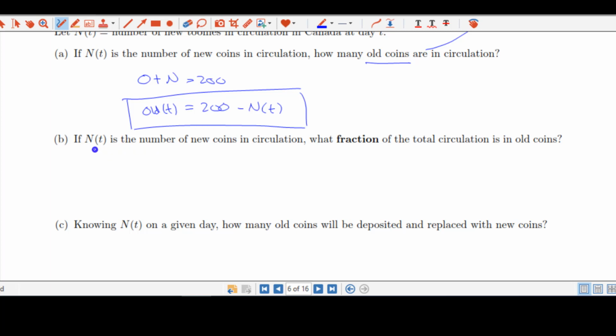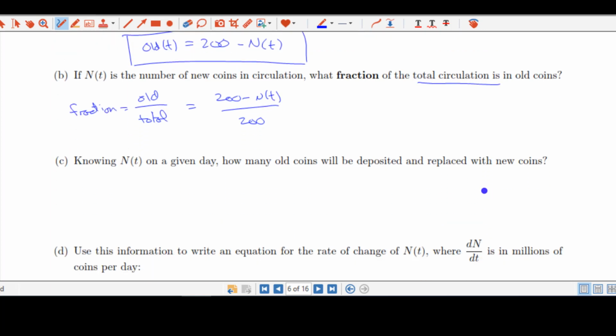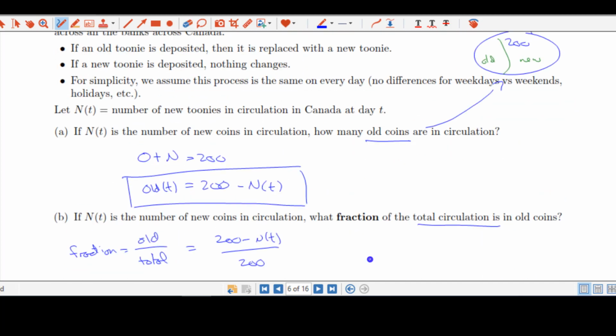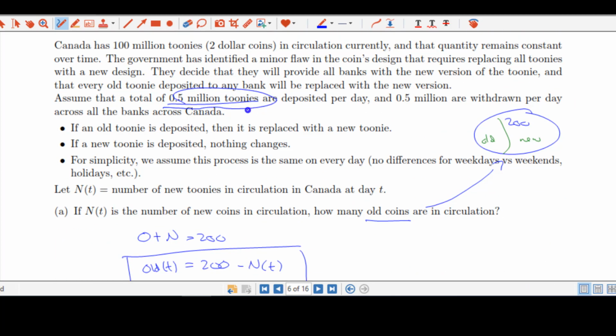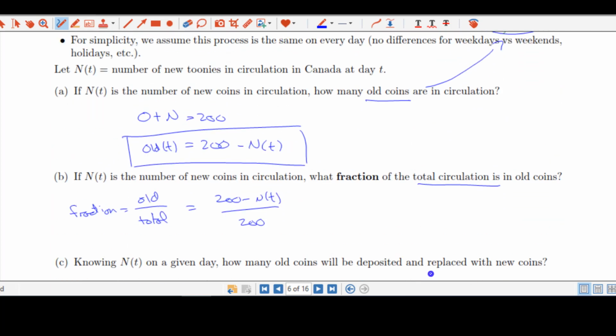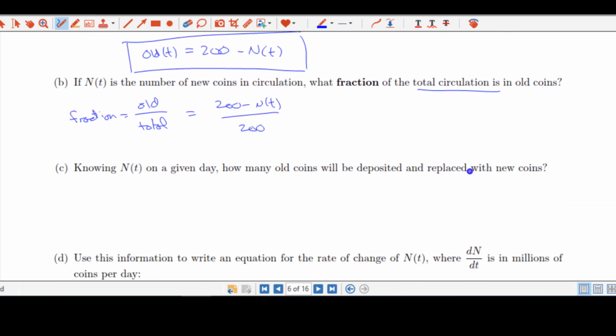Next up, if n is the number of new coins in circulation, what fraction of the total circulation is in old coins? Well, the fraction is going to equal our old over the total, and that's 200 minus n of t all over the actual total population of coins, which is 200. Now, why is that fraction important? Because if we know the number of new coins, and we know on a given day 0.5 million toonies are going to be deposited, then we know the fraction, all the old coins in that group are going to get replaced with new coins.